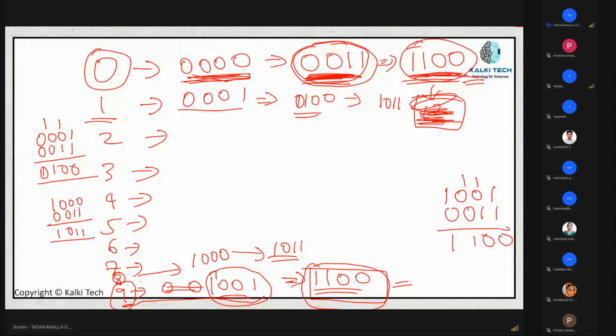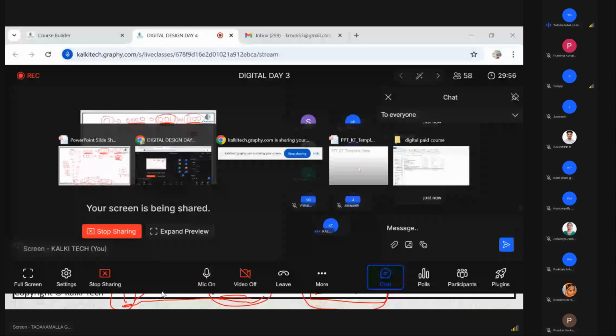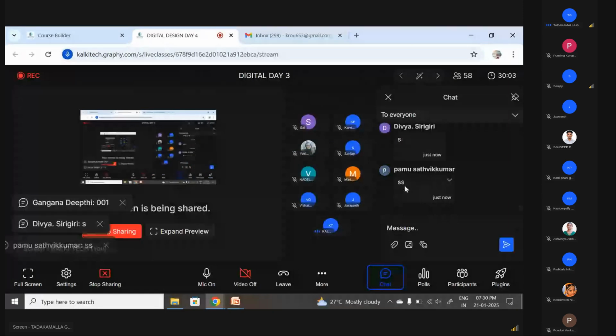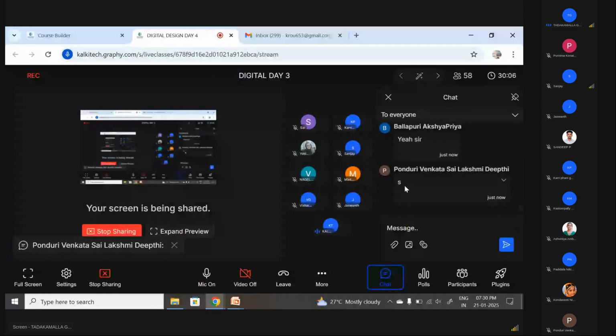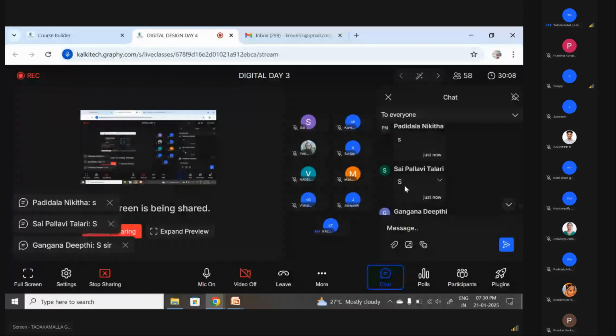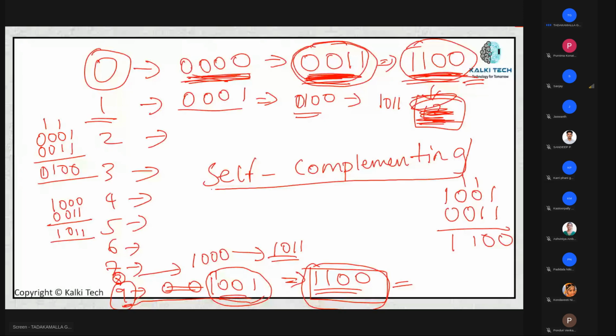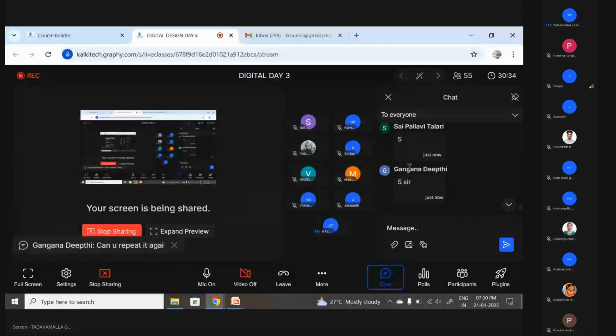So everyone got this particular point? Everyone got a clear picture of this particular concept? If it is yes, please type yes in the chat box. So this particular concept is known as self-complementing. So XS3 code is a self-complementary code. Once again, should I repeat?